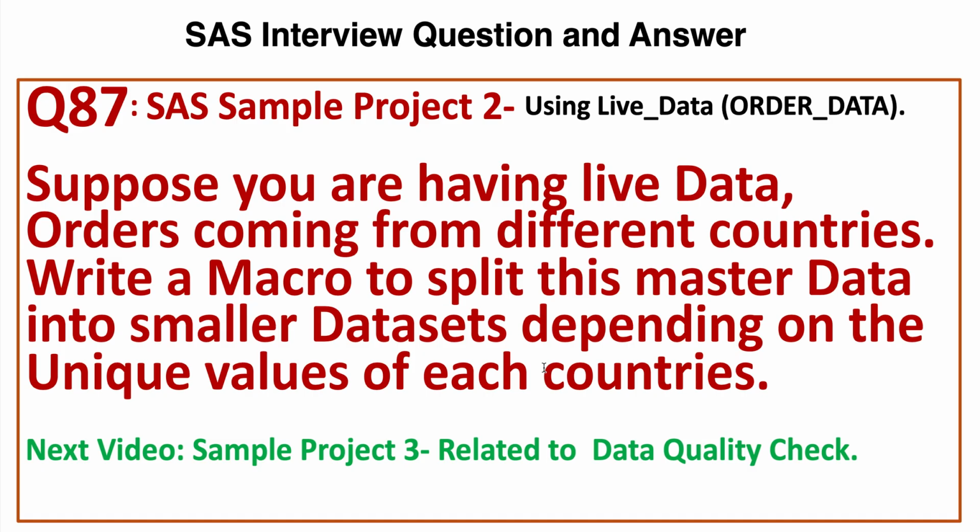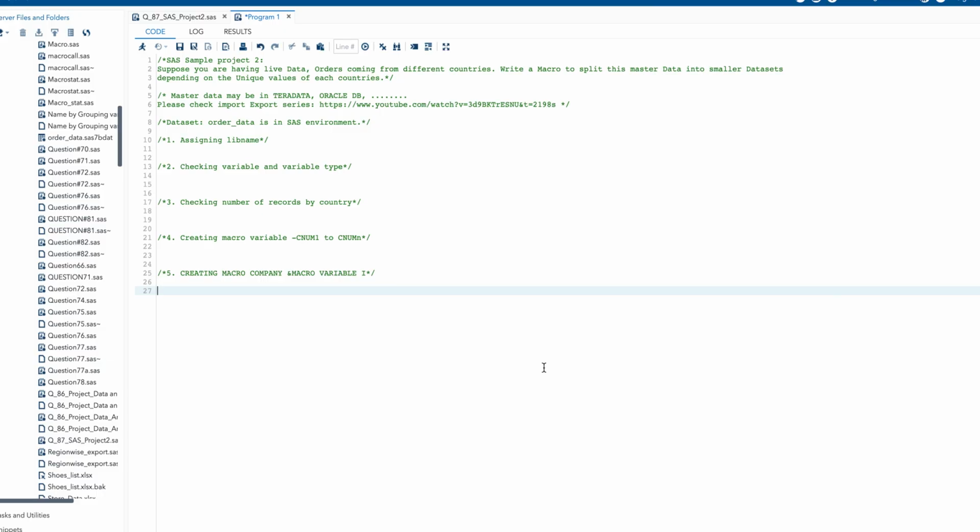To continue our task, let me go through the SAS window and follow the step-by-step process. This is the SAS window. This is project 2. Here is our task. We are going to create macro code that splits master data into different datasets according to country name.